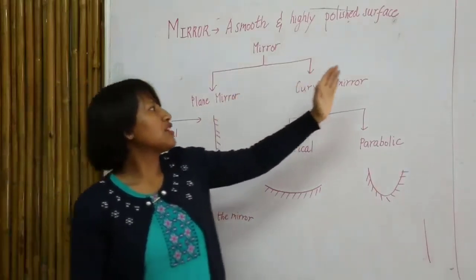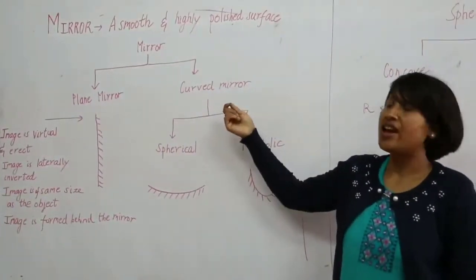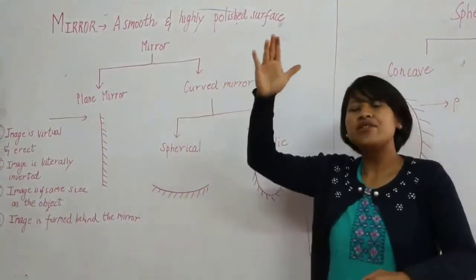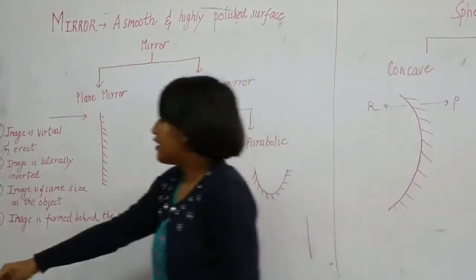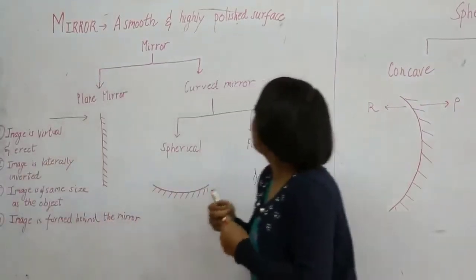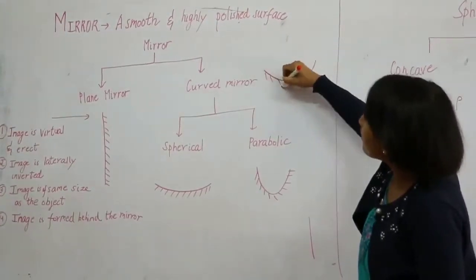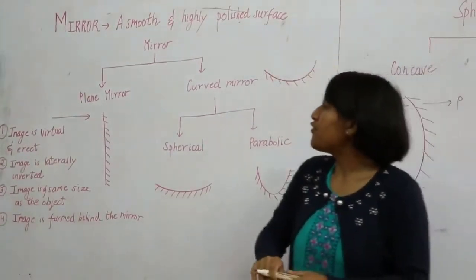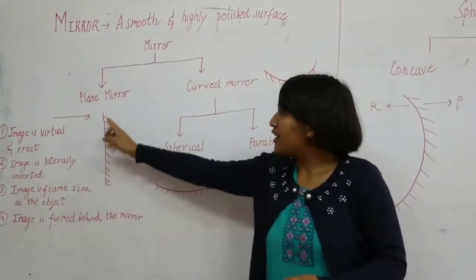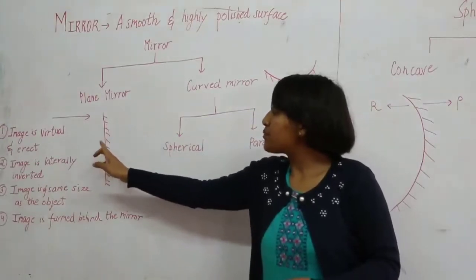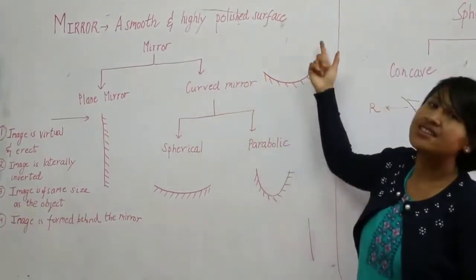So now we'll go next to the concept of curved mirror. A curved mirror is a mirror in which the polished surface is actually curved. If you observe, a plane mirror is represented like this, a straight line. This part represents the polished part, and this is the reflecting part. Now, for a curved mirror, the polished surface is curved.